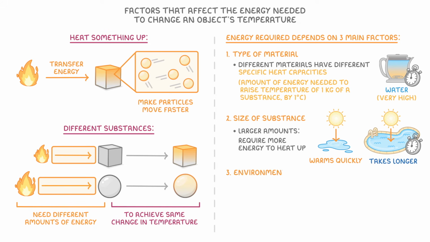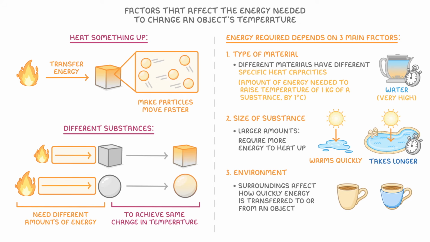Thirdly, it depends on the environment. The surroundings can affect how quickly energy is transferred to or from an object. For instance, if we've got 2 hot cups of coffee, but one of them is insulated, then the insulated one will slow down the transfer of thermal energy compared to a non-insulated one.